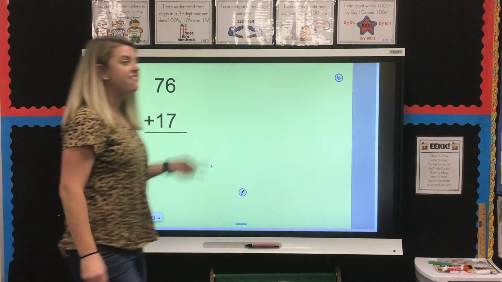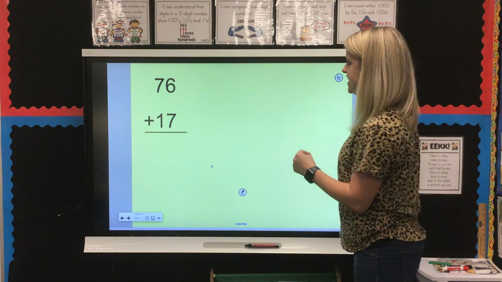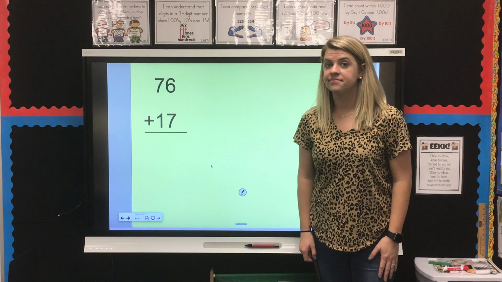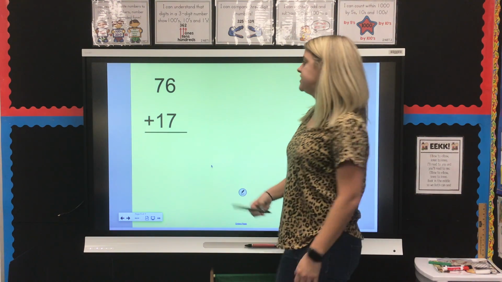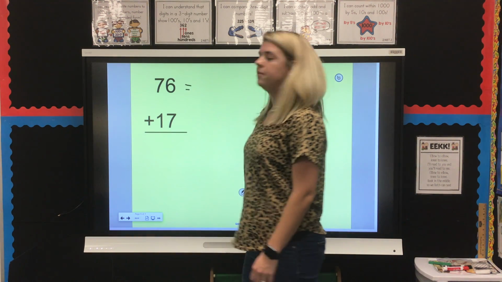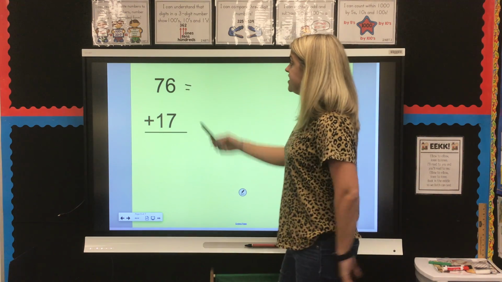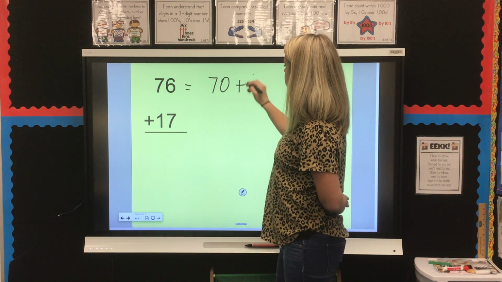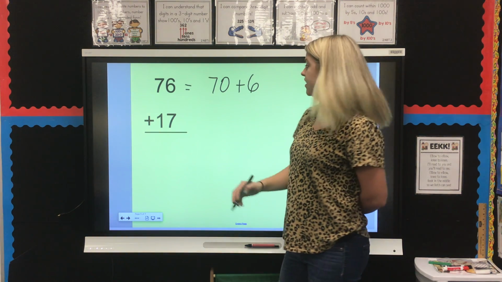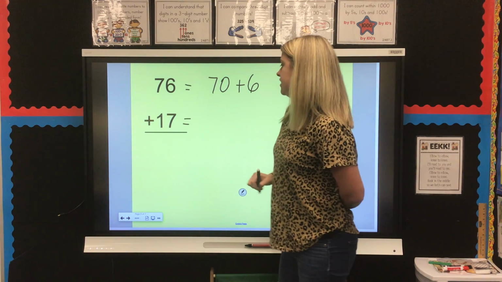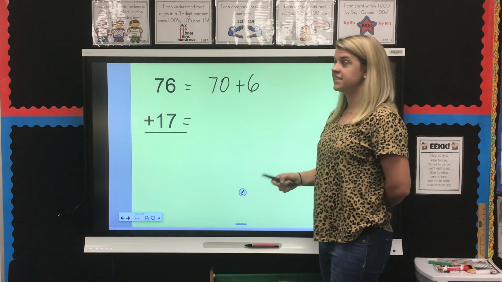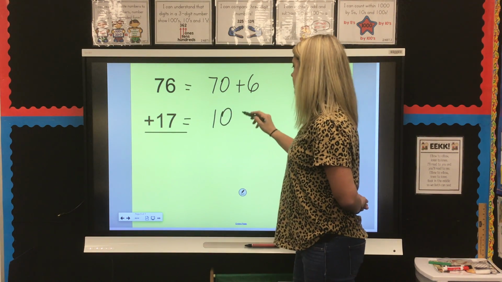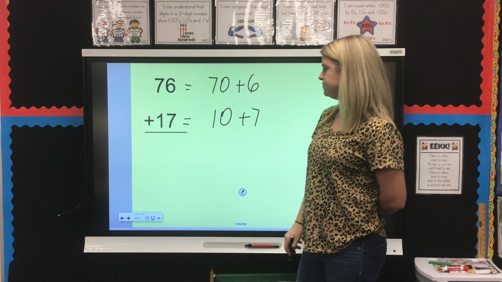Okay, here we go. 76 plus 17. What is our step 1? I heard Johan say it. He said decompose them into tens and ones. 76 equals 70 plus 6. All right? What do I do next? Decompose it. 17 is the same thing as 10 plus 7.